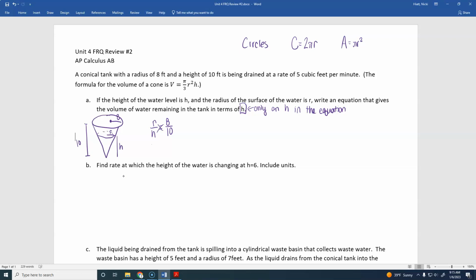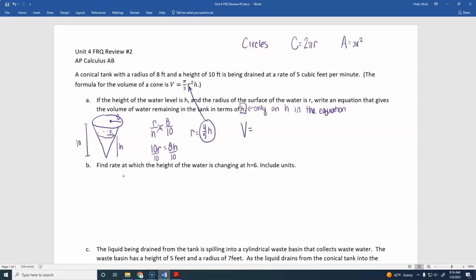We can cross multiply: 10r equals 8h. Which variable do we need to solve for? r, because we need to replace r. So we're going to divide by 10. So r equals 4/5 times h, or 4h over 5, whichever way you want to write that. So now that we have this solved for r, we can plug this in for r.